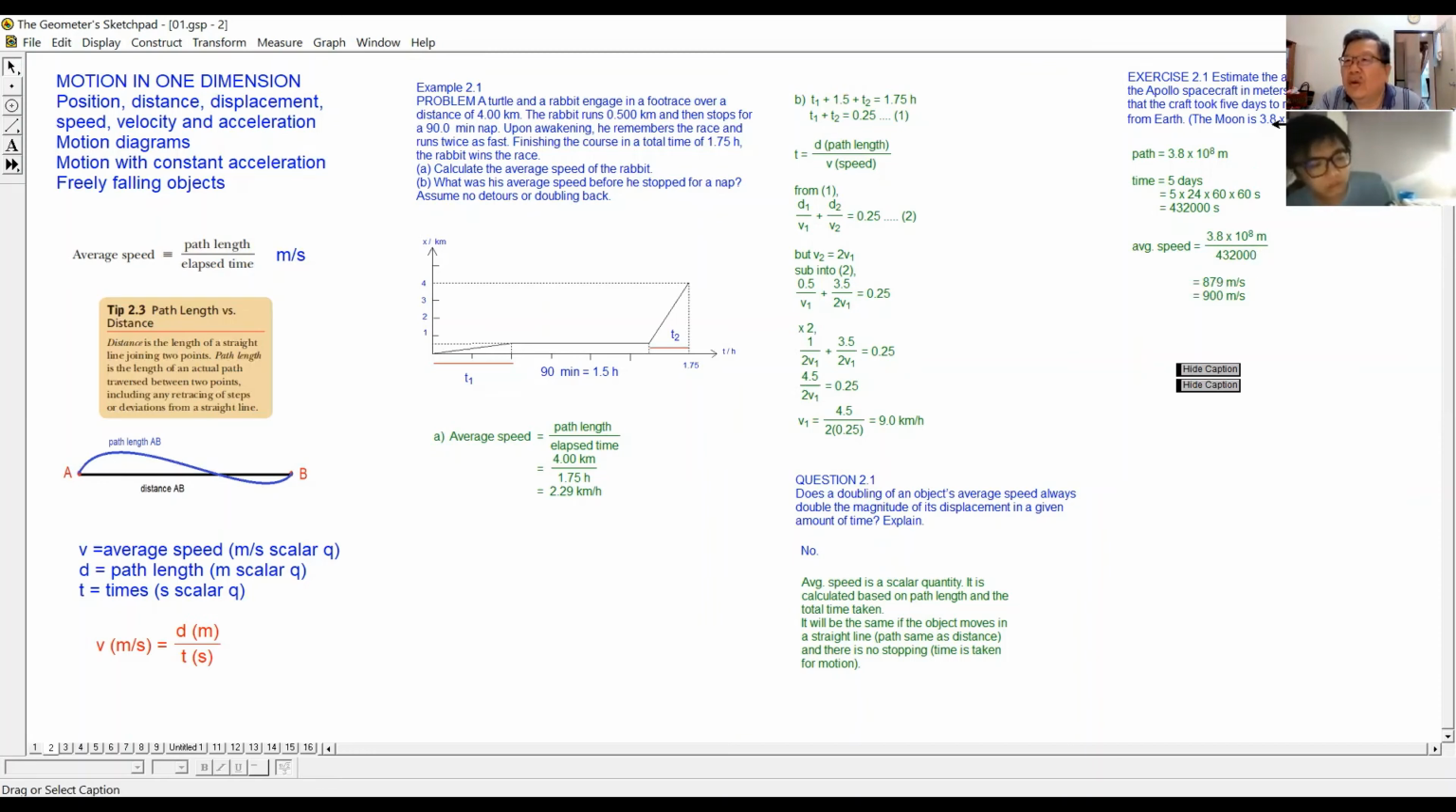You notice that the number here, 3.8, is actually two significant figures. So this 879 is two significant figures, but anyway, by right you can round off to two significant figures. It can be 870 meters per second, around that.